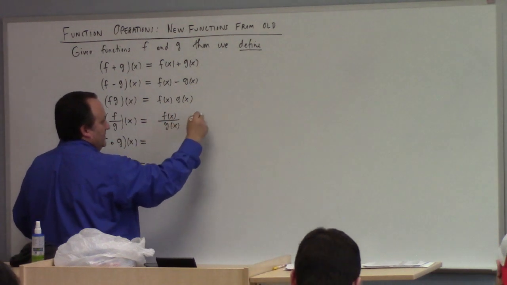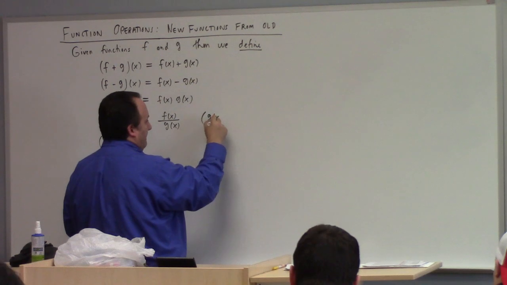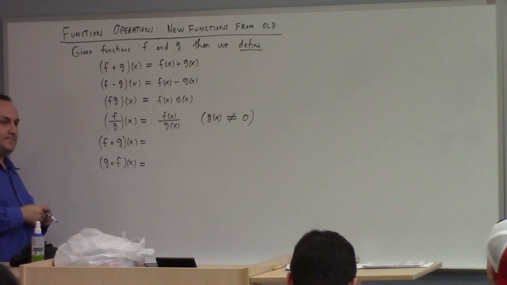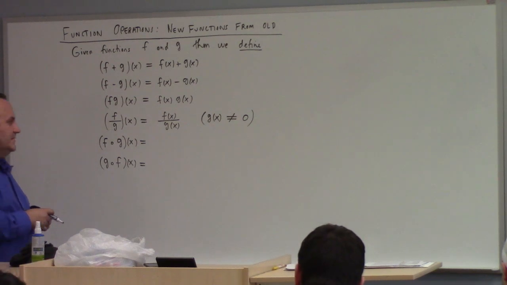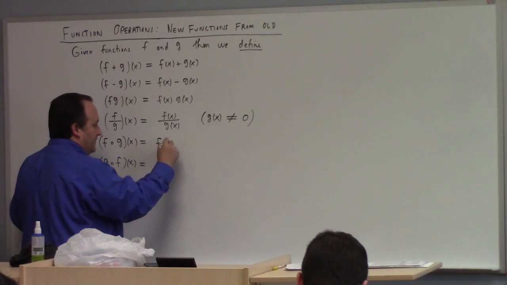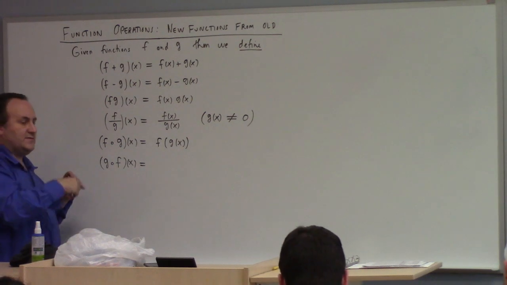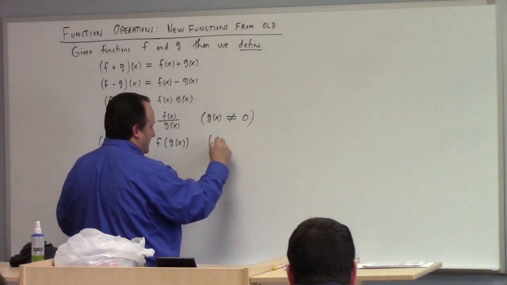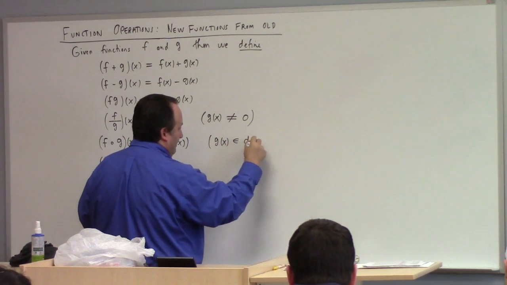Now what's the condition here? We need g of x to be what? It is assumed to be not equal to 0, right? If g of x is equal to 0, well, we're out of luck there. Now, how about f composed with g of x? This means that we're taking f of g of x. So we're literally plugging the formula for g into the formula for f. Now, there is a term and condition here. We need that g of x is an element of the domain of f.